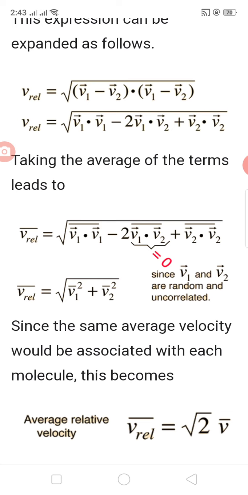This is all about the collision, mean free path and relative average velocity.